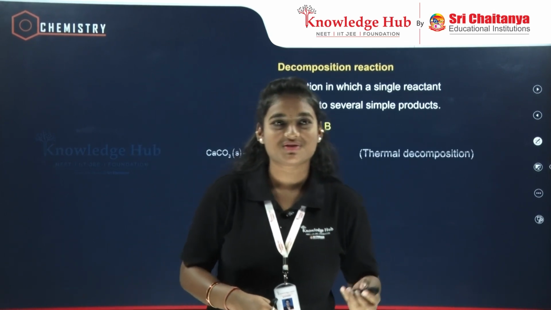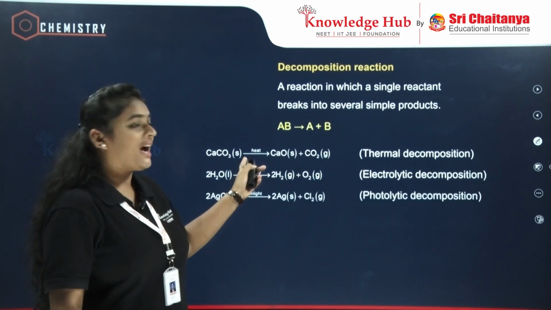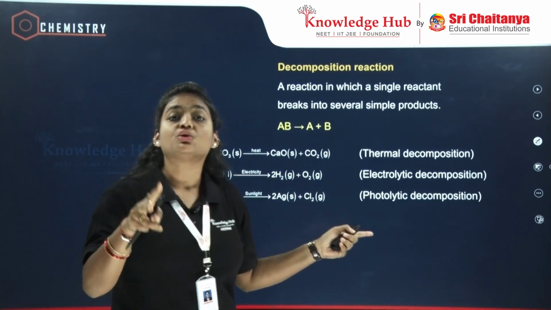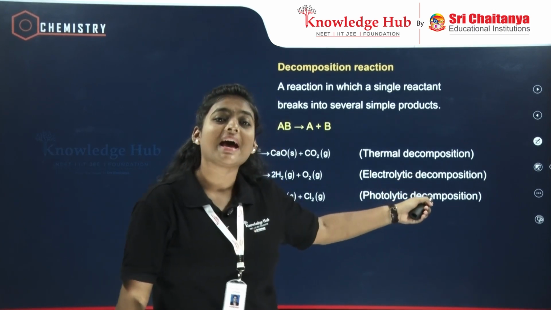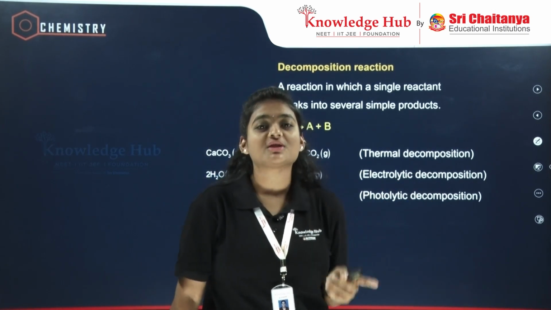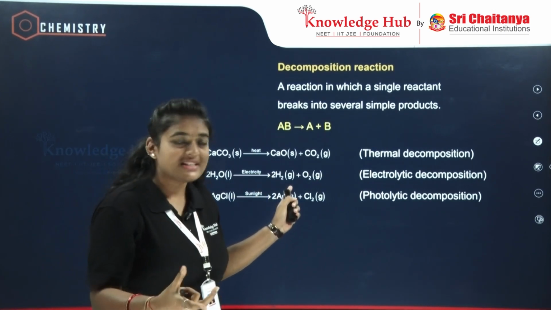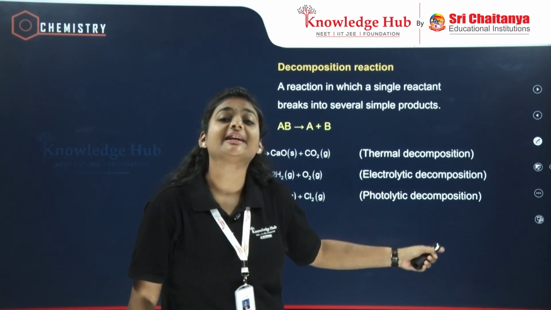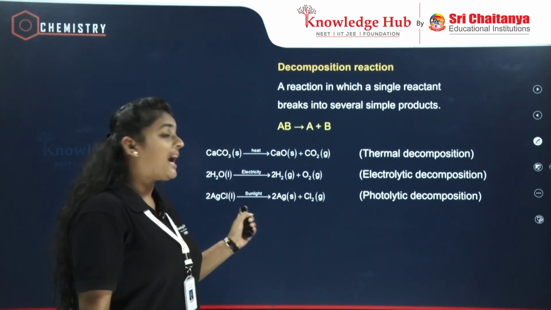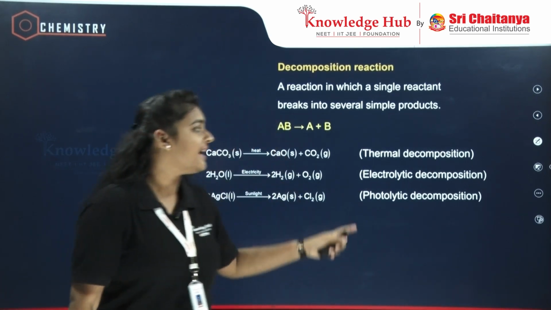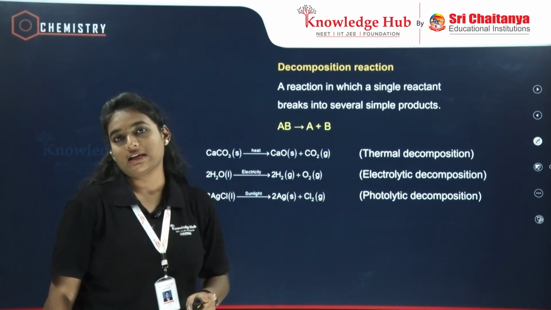So here are those. If I am giving heat for the reactant to break down into two or more products, it is called thermal decomposition. If that is electricity, then it is called electrolytic decomposition. And if you are providing sunlight for breaking this reactant, it is called photolytic decomposition.